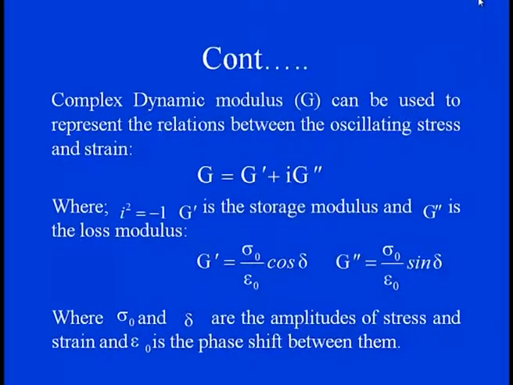Sigma 0 and epsilon 0 are the amplitudes of the stress and strain, and delta, in cos delta or sin delta, clearly shows that a phase difference exists for the viscoelastic material because of this complex dynamic modulus. So, this is the basic mechanism available with the damping feature of the viscoelastic material.